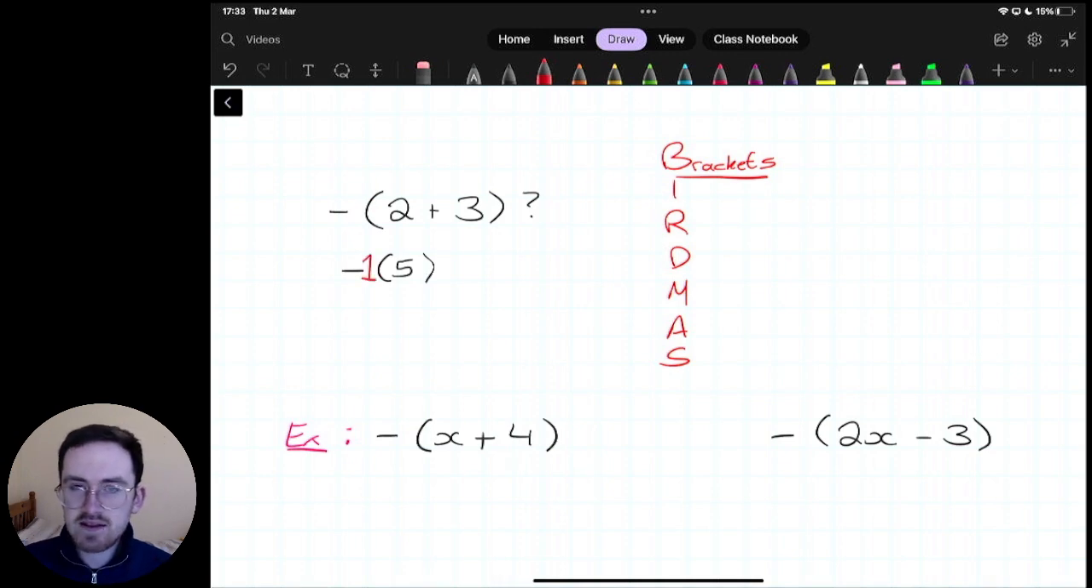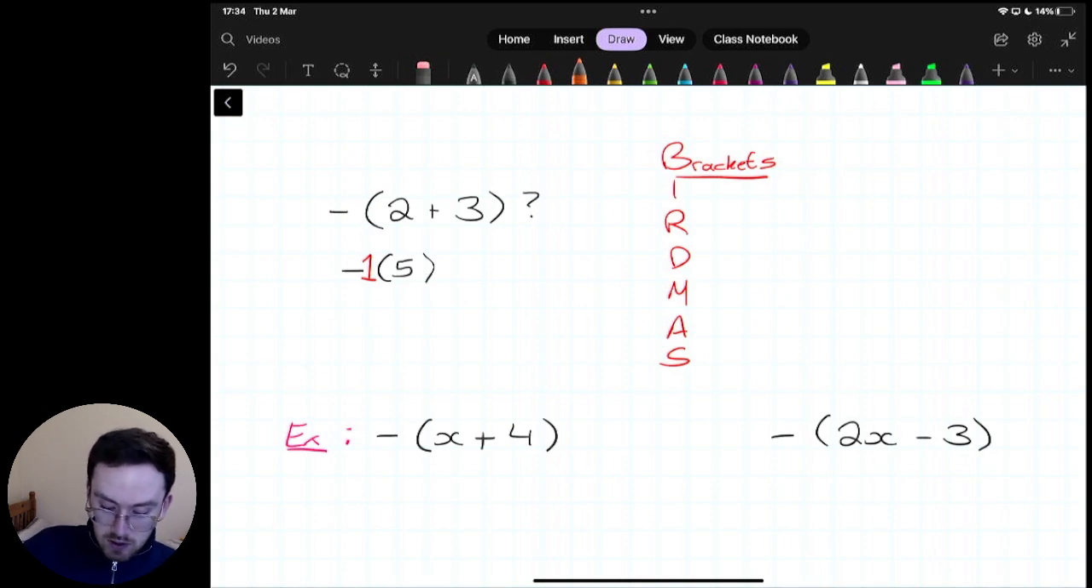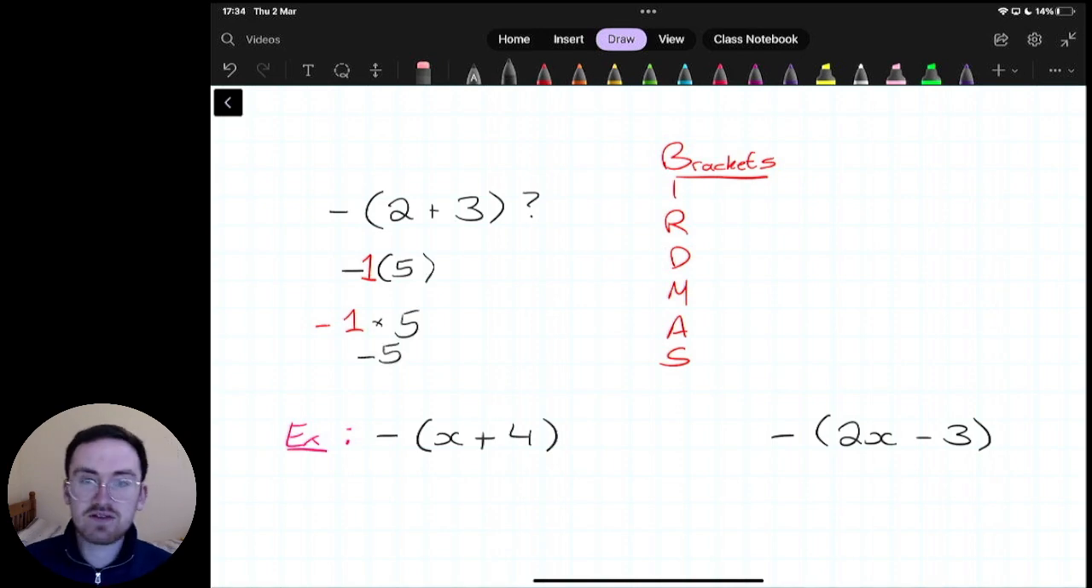Okay, we're sensing a theme here. If there's a place where there should be a number and there doesn't seem to be one, it's probably a 1. So what we really have then, if we split it up, is minus 1 multiplied by 5, which is minus 5. Okay? What this means is it just helps us to sort out some of these equations a little better.